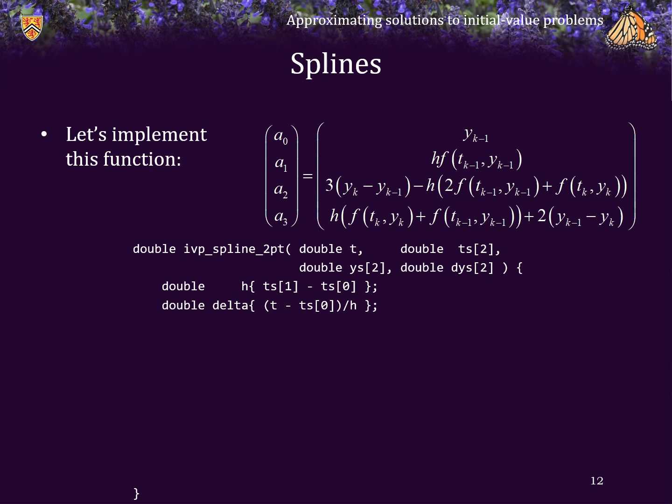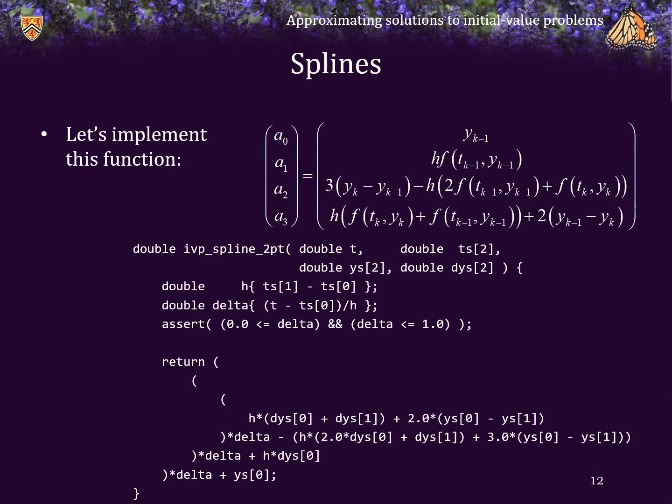We'll calculate the delta. How far is t into the interval from the first t value to the second t value? We'll assert that delta is between 0 and 1. And then we will simply apply Horner's rule for the polynomial we found. Notice again that delta is between 0 and 1, which is more or less what we're looking for.